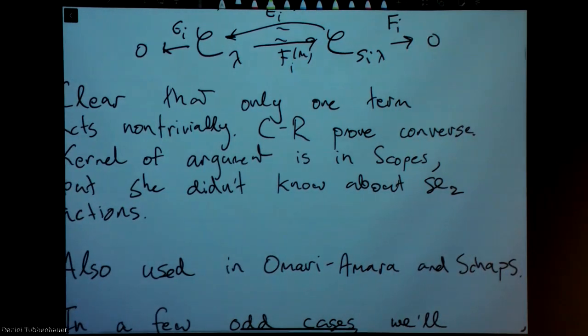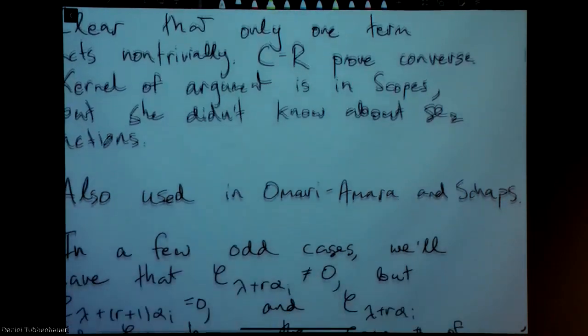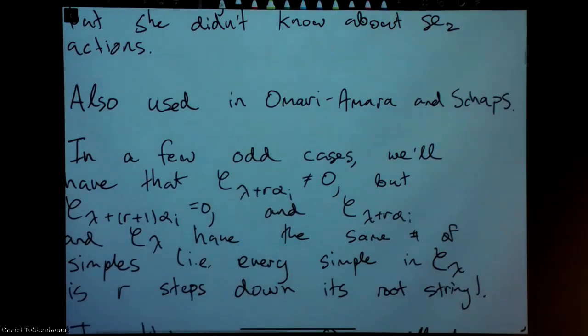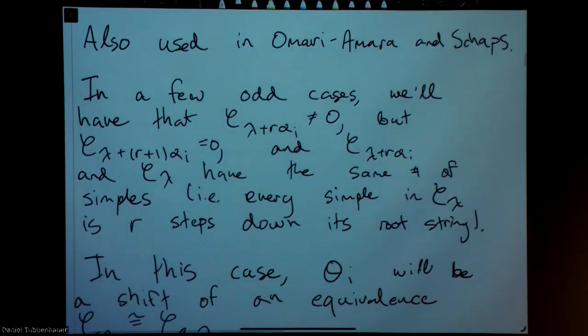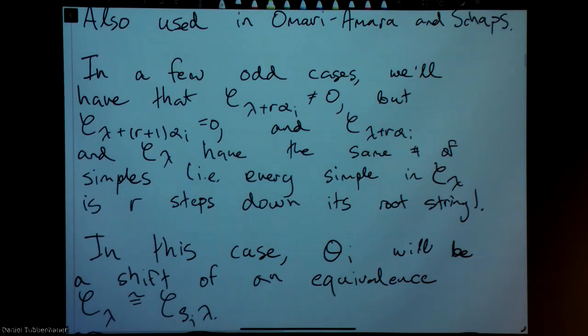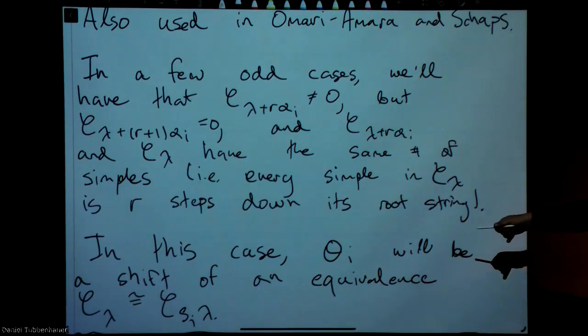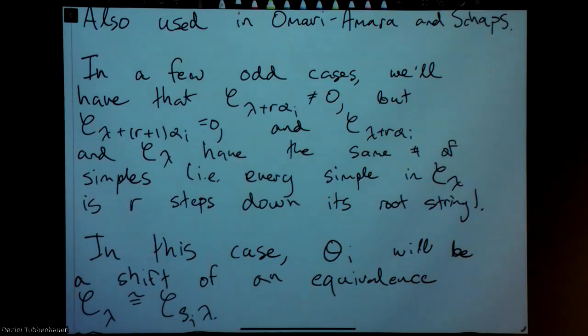I should mention this is used, but in a slightly not explained very well way, in a paper of Amara and Sheps. And there's even a slightly exceptional case that's maybe worth knowing about. Just to mention, there are cases where this theta I will be a shift of an equivalence of abelian categories. So we'll send every module to a shift of a module by some fixed R.